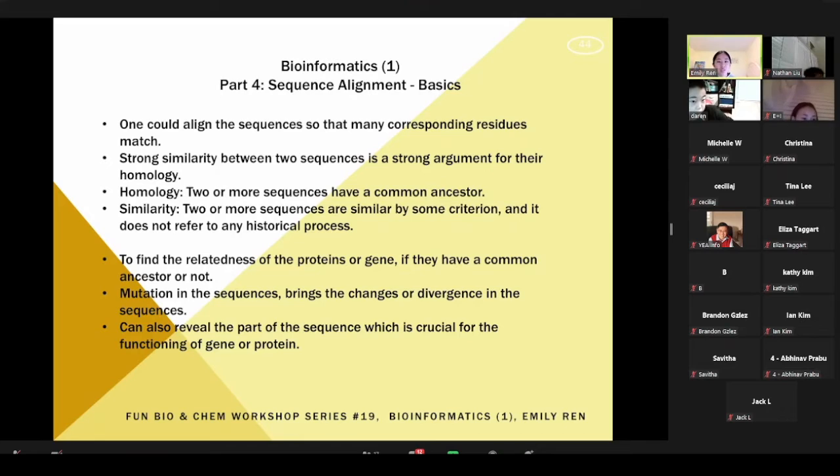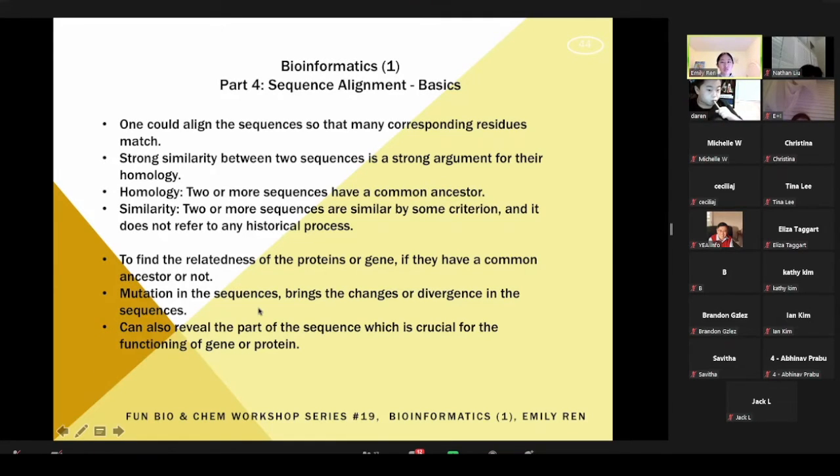And strong similarity between 2 sequences is a strong argument for their homology. And homology is when 2 or more sequences have a common ancestor. Similarity is when 2 or more sequences are similar by some criterion, and it doesn't refer to any historical process. So homology refers more to history, while similarity is more about the sequence and whether 2 sequences have similar nucleotides.